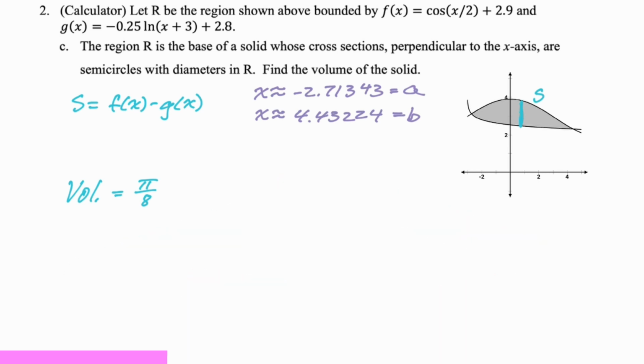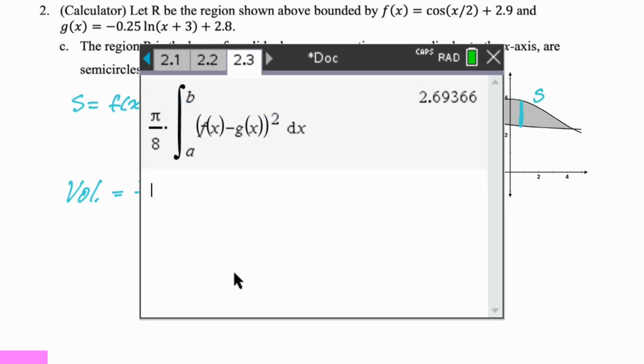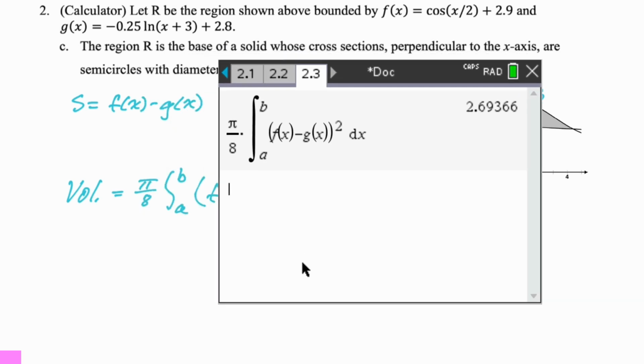So we got pi over 8, integral from a to b, and then it's s squared. But I'm not going to write s squared because I don't like to mix variables. So s is f of x minus g of x, so it's quantity f of x minus g of x, and then squared, dx. Okay, so here's the calculator page. Pretty straightforward. You can see we got approximately 2.694. So let's write that down.